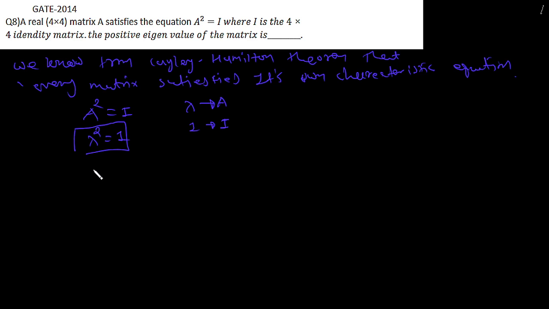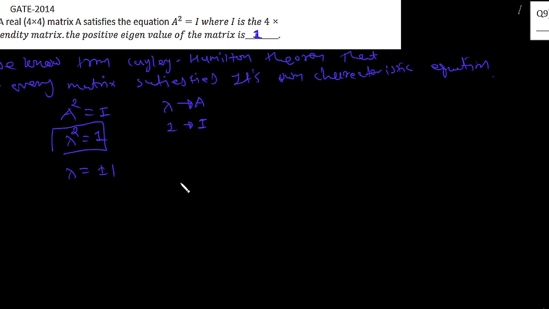Okay, so here we can solve for lambda. We get lambda is equal to plus or minus 1. They are asking about the positive eigenvalue, and we have to write the answer because it is a numerical answer type question. So we have to write 1 in the blank. Okay, let's move to problem 9.